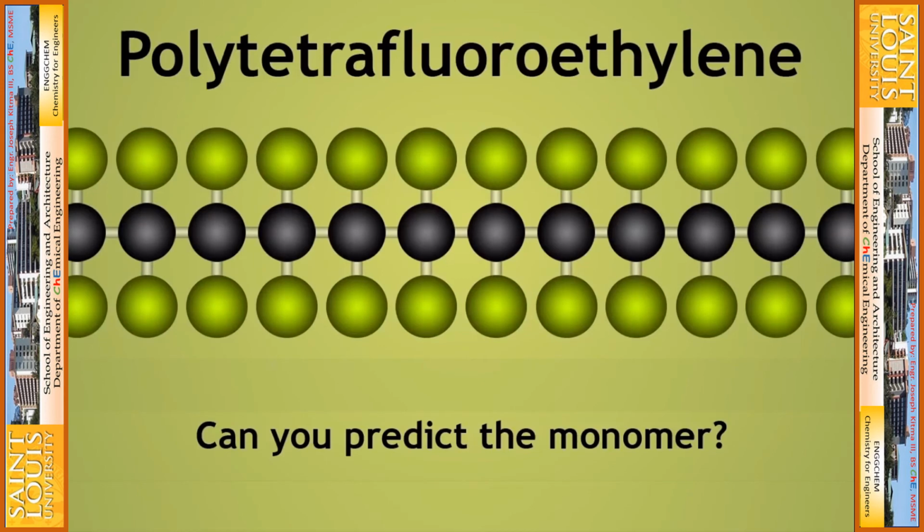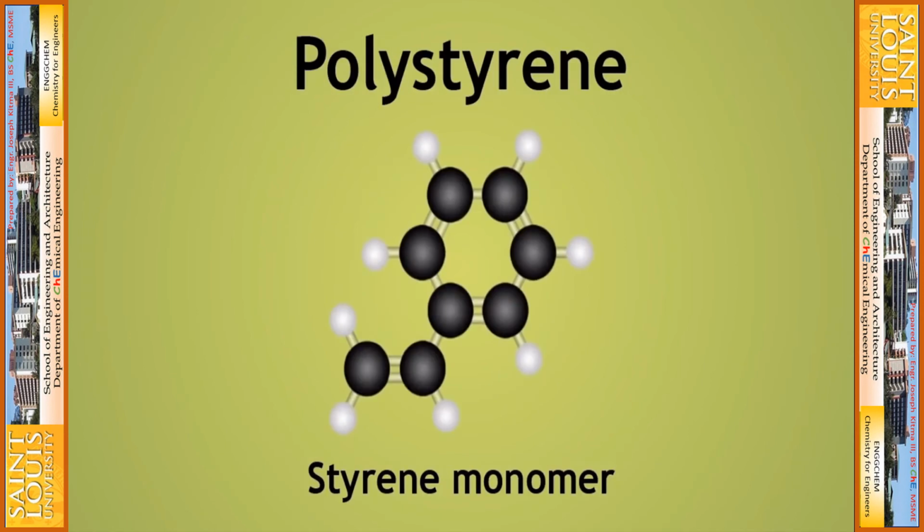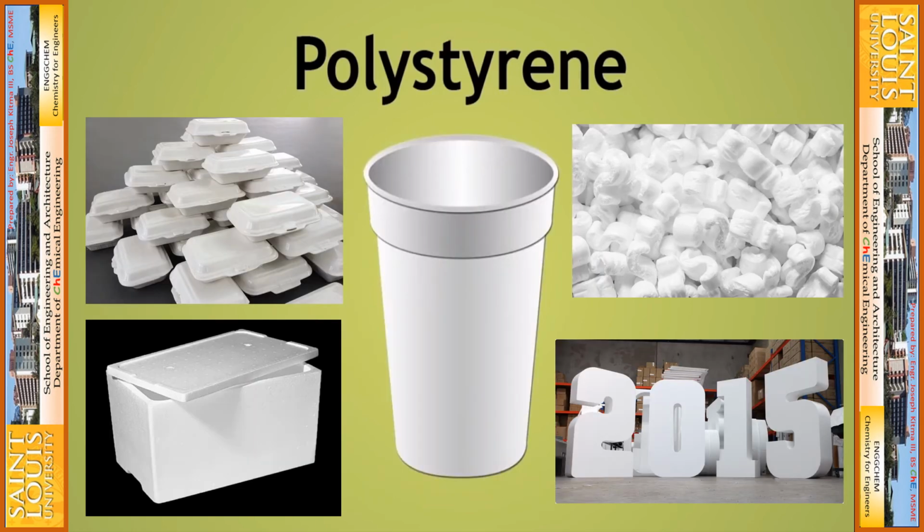Polytetrafluoroethylene, can you predict the monomer? You're right. The monomer is tetrafluoroethylene monomer. Polystyrene will be having styrene monomer. These are examples of polystyrene. Its common name is the styrofoam.